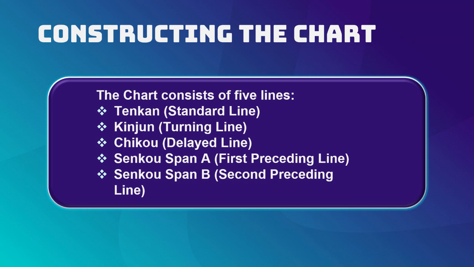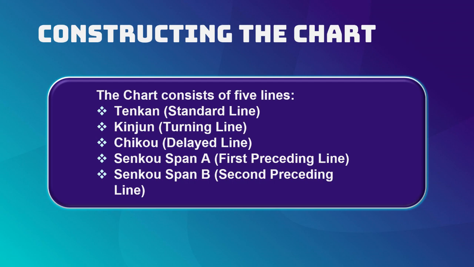Kijun, which is the turning line, Chikou, which is the delayed line, and then Senkou Span A, the first preceding line, and Senkou Span B, or the second preceding line. Those two preceding lines form what is called the cloud. So we're going to see how all that works. The standard and turning lines can offer you possible buy and sell signals in the market, while the delayed line, or Chikou, basically tells you what trend you are in and if that trend is getting weak.